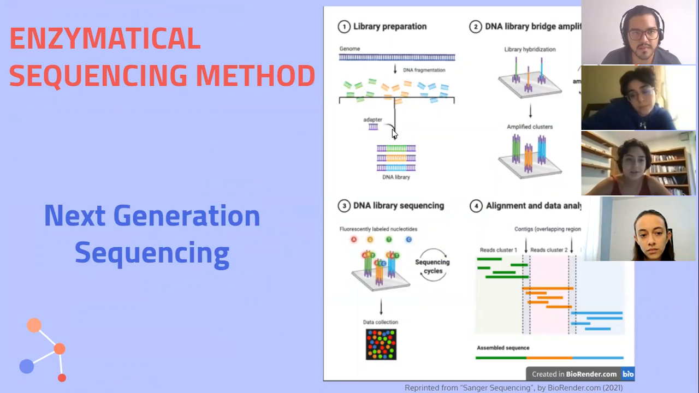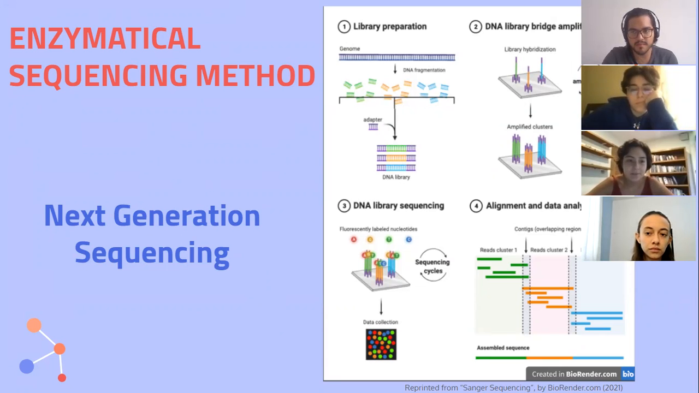The enzymatic sequencing method has given rise to many new technologies. One that is very important is known as next generation sequencing. This has been a major scientific breakthrough because it has a lower cost and high throughput sequencing. This means that it allows millions of reactions to occur simultaneously. And here in the image, there are the main steps.